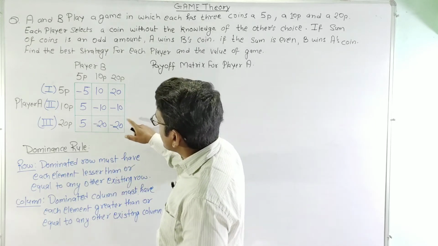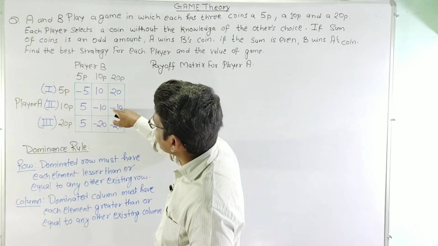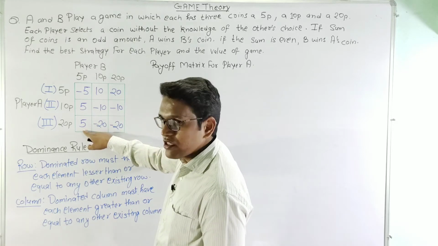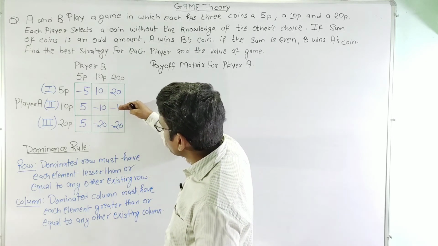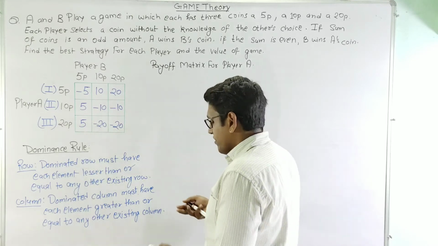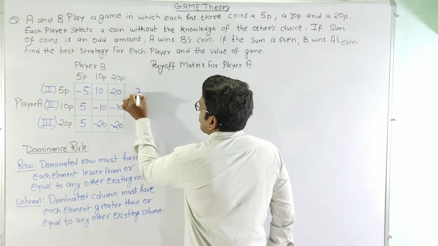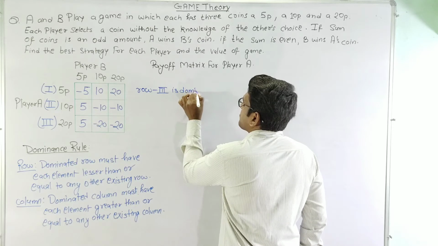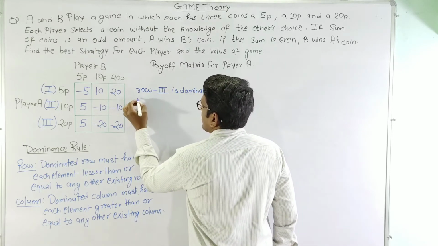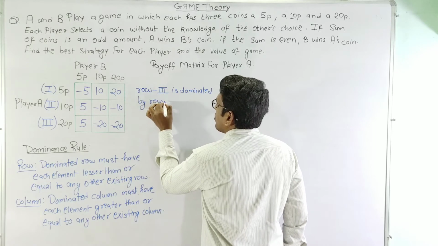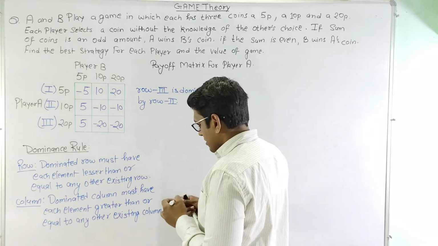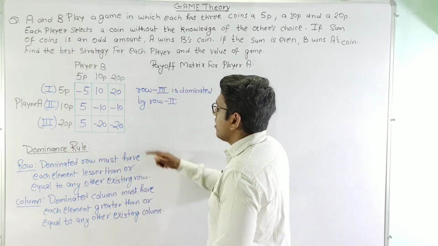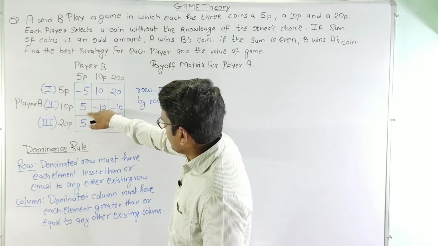So this suggests that each element of strategy 2, or we can say each element of row 2, dominates each element of row 3, or we can simply say row 2 dominates row 3, or we can say that row 3 is dominated by row 2, and this is because each element in row 3 is lesser than or equal to each element in row 2.